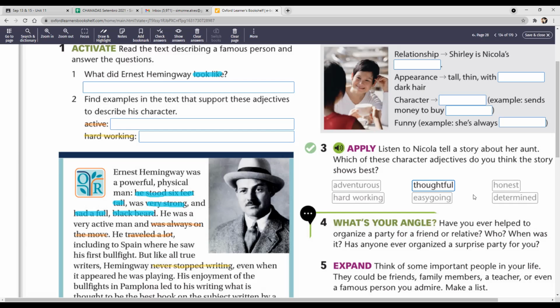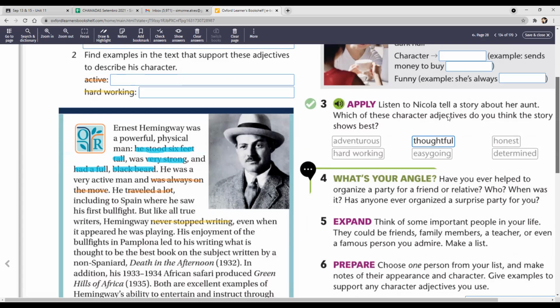All right, people. So you can be thoughtful in many different situations, not only when you throw a party, but in everyday situations, okay? When you help, when you offer to do something because you know somebody may need something, so in many situations, okay? So here, this is how Nicola describes her aunt, okay, basically.